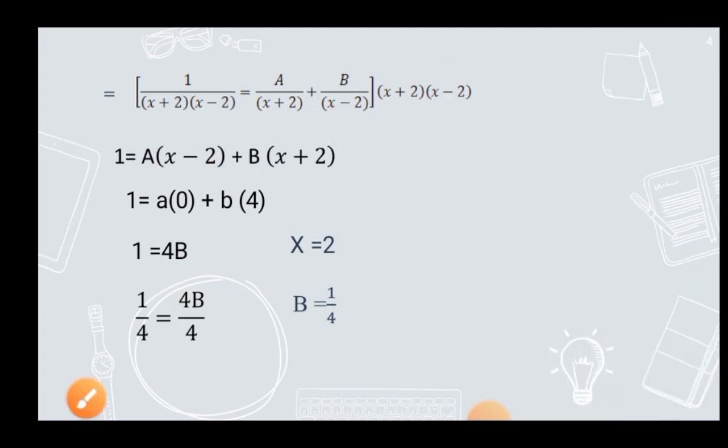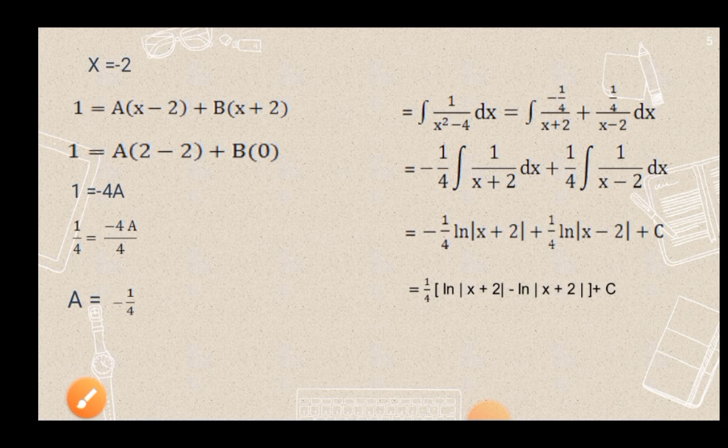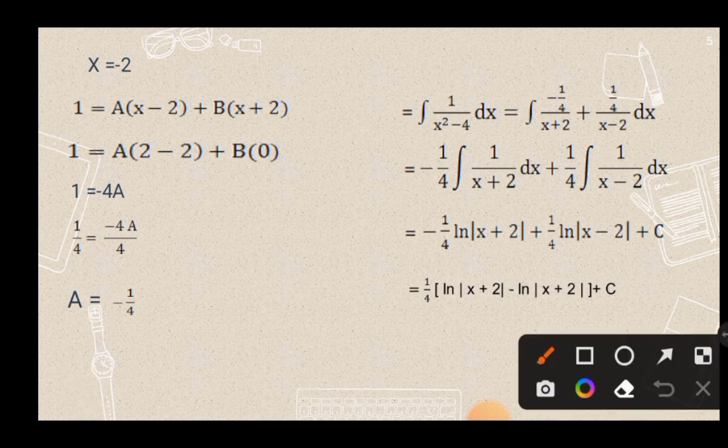Next, we have to find the value of A, using x equal to negative 2. Multiplying, the B term becomes 0, so we have negative 4A. Then 1 equals negative 4A, so dividing by 4, A will be negative 1 over 4. So we are done finding the values of A and B.